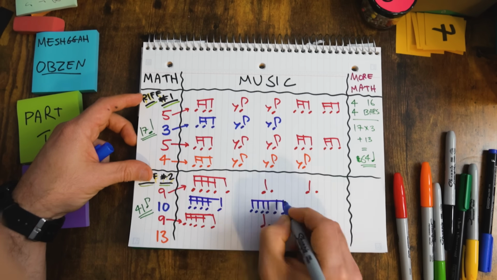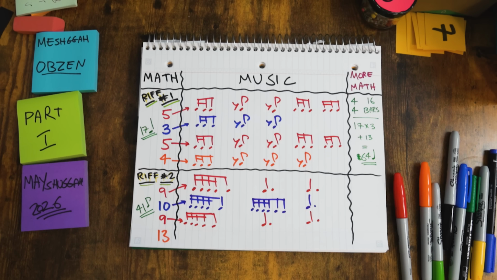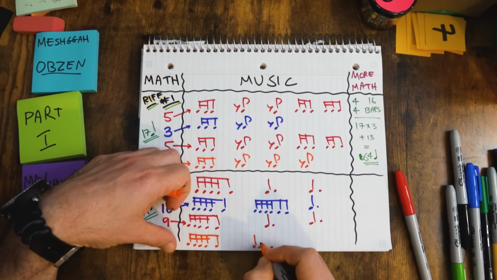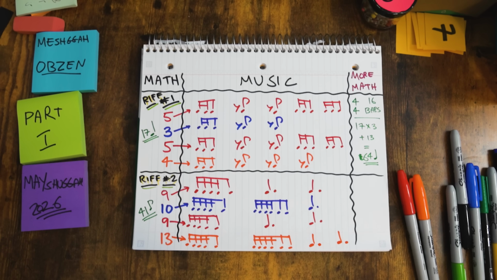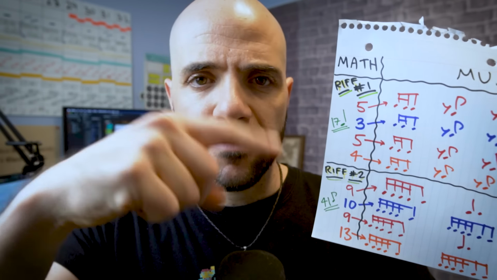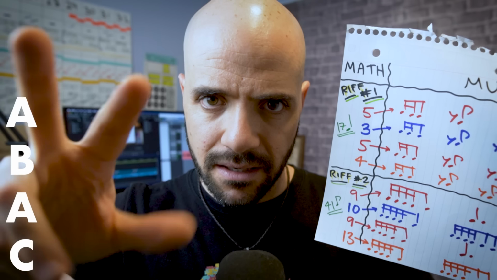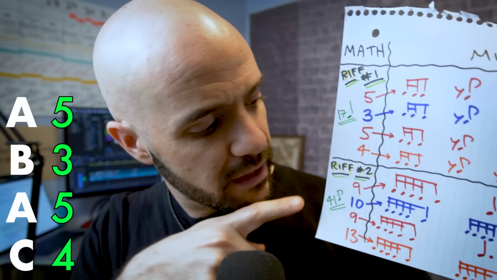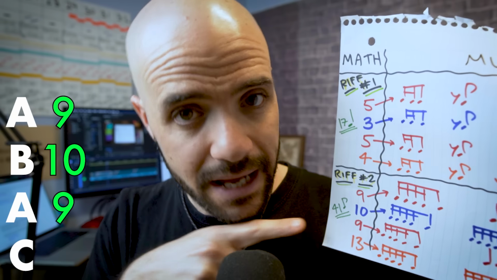The 10 looks like this, and I feel it as being divided into 3 plus 4 plus 3. Tagadum tum tum. And the 13 is the same as the 10 plus an extra dotted quarter note. Tagadum tum tum tum. Do you see the similarities here? Both patterns have this like A, B, A, C thing. So here it's 5, 3, 5, 4. And then here it's 9, 10, 9, 13.